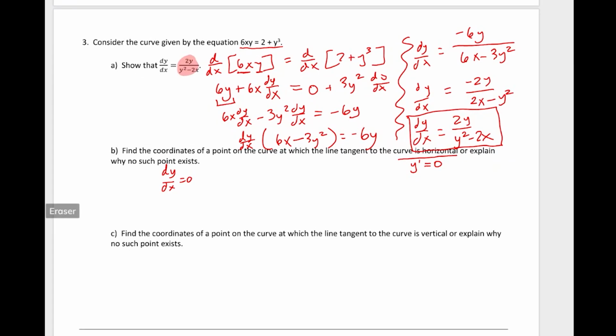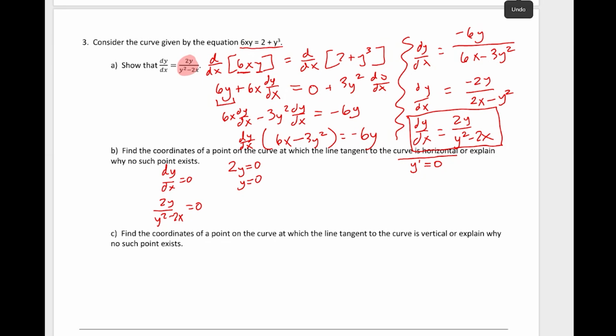So if dy dx must be 0, then that means that 2y over y squared minus 2x must be 0, in order for there to be a line that is tangent to the curve and that line is horizontal. So in order for this fraction to equal 0, the numerator has to equal 0, because 0 divided by anything is going to be 0. Another way to get there algebraically is just to multiply both sides by y squared minus 2x. So if 2y must be 0, then y must be 0.